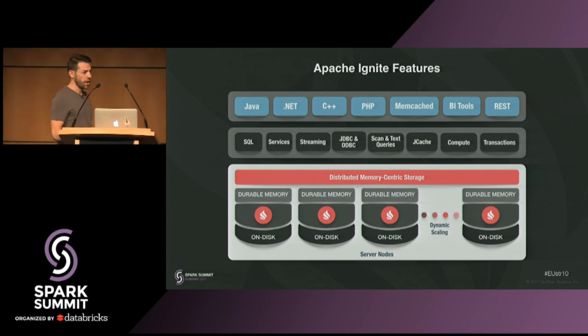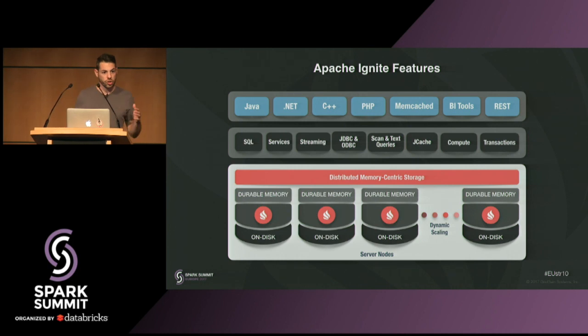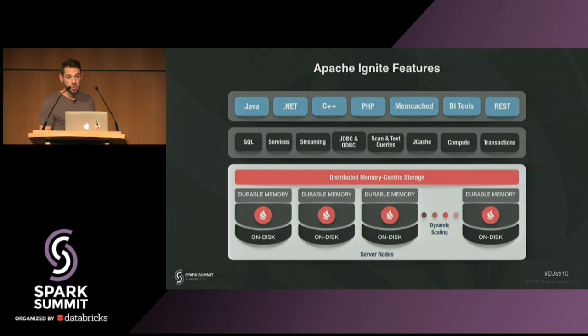When we talk about the key value API, that's fully JCache compliant, so it's aligned to the JCache specification. So if you're already using something with JCache, it's very easy to switch over, right, and use that.